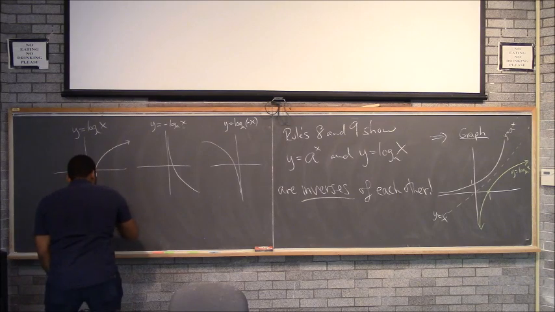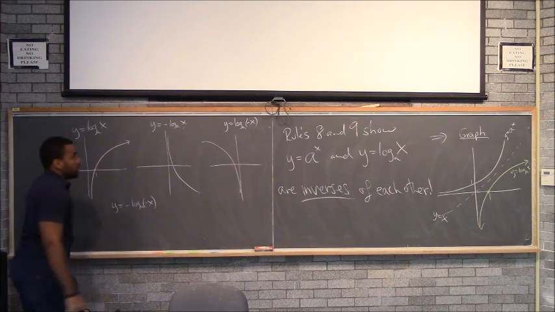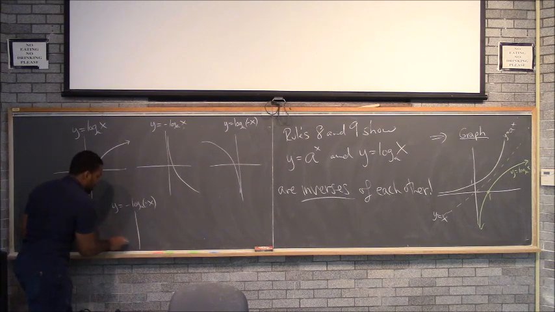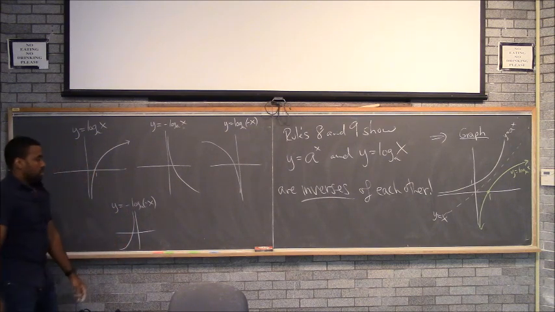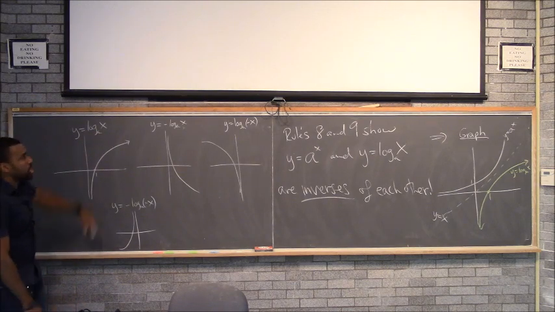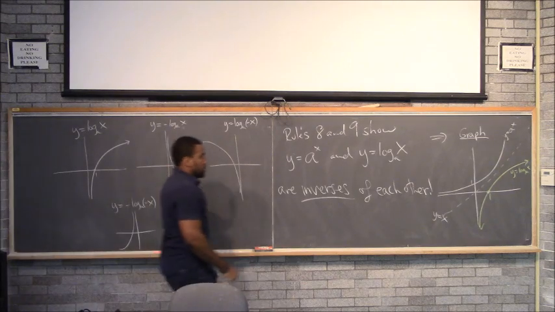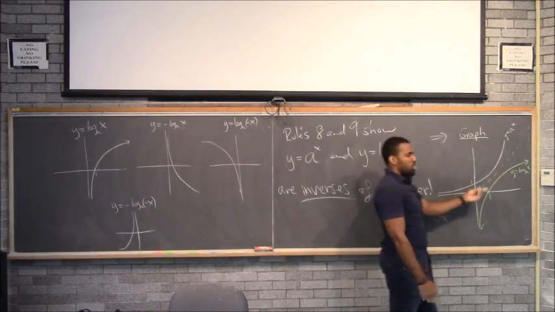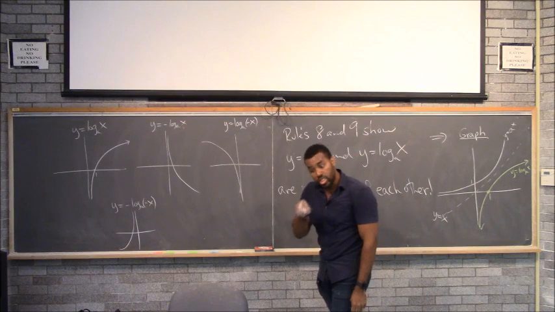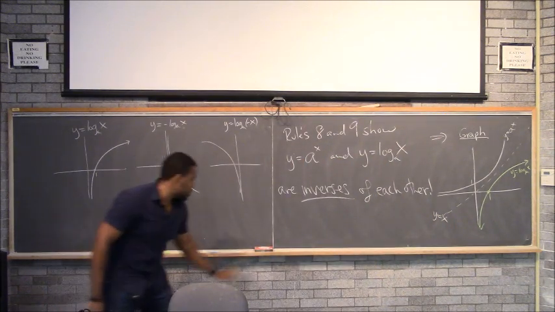If I were to write negative log to the base a of negative x, well, that's just taking that and flipping it upside down, etc. Right? If I add a number to this, it's going to shift it up. If I subtract a number, it shifts it down. All that good stuff. So by knowing this, I automatically know what the graph looks like. I don't have to sit there plotting 10 points.